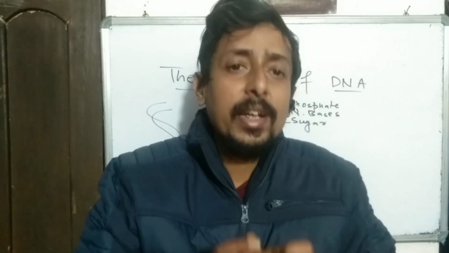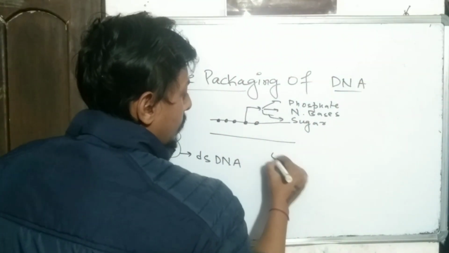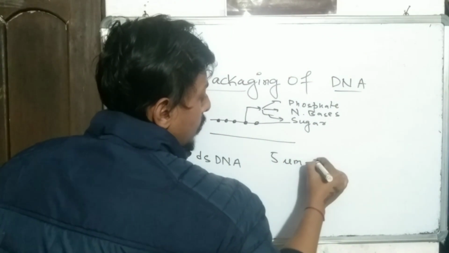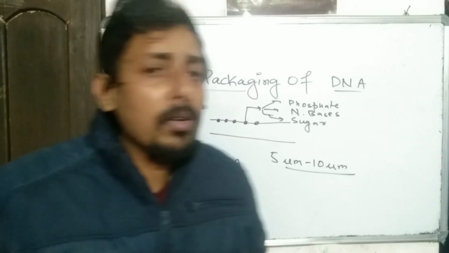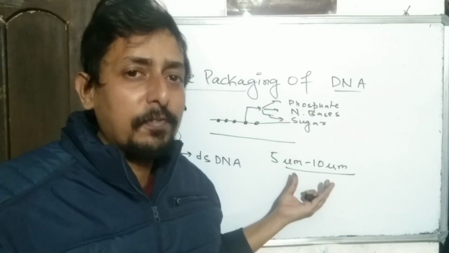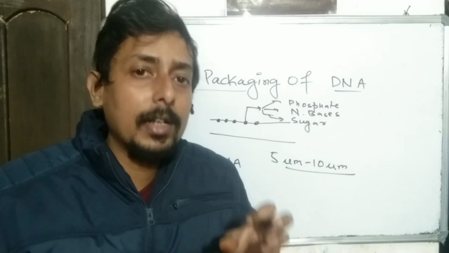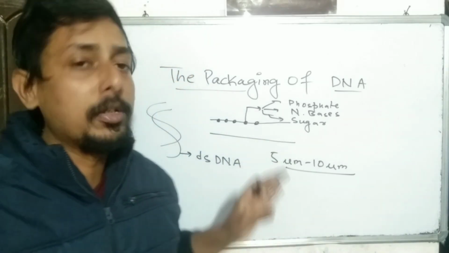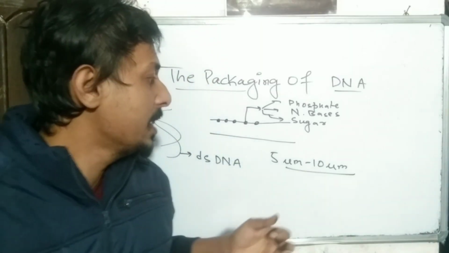Now, when you look at DNA, the DNA length is very long. A eukaryotic cell size is basically 5 micrometer to 10 micrometer. Inside this small structure, a very small nucleus is present, and in that nucleus, in a eukaryotic cell, the DNA is present. We will discuss everything. Just be patient and see.